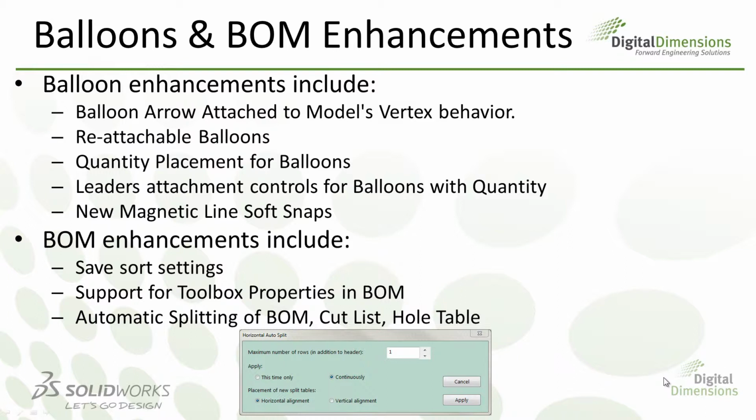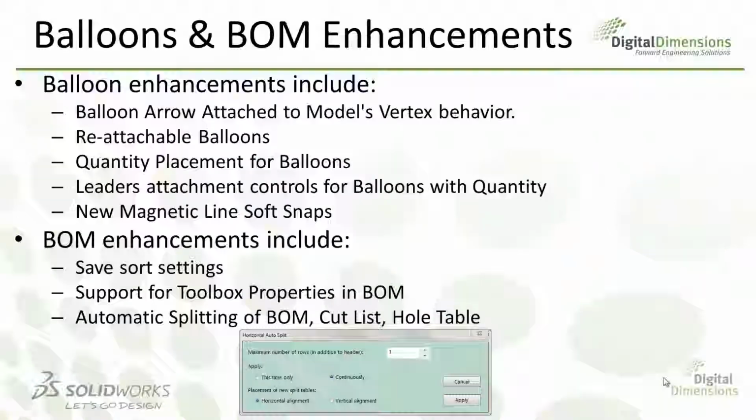And then the last enhancement here for the bill of materials is the ability to set a row at which the bill of material will automatically split. And then we can specify where that split table is placed with regard to the bill of material. Keep in mind that this automatic splitting is not isolated to bill of materials, but also includes cut lists and whole tables.